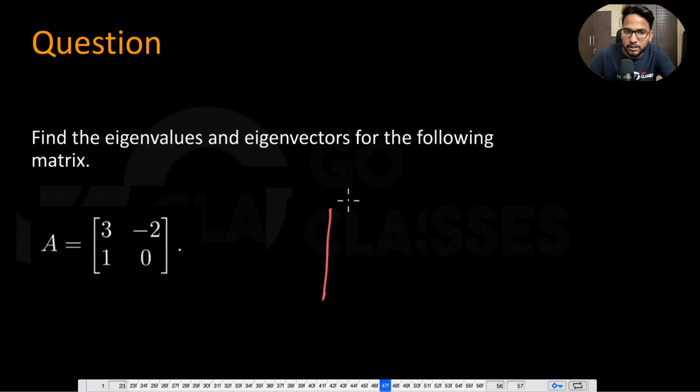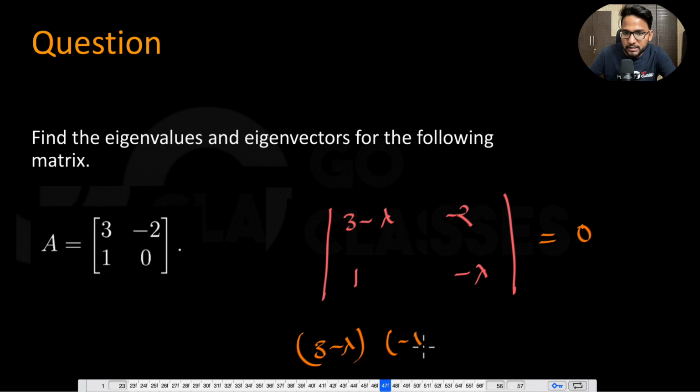find the eigenvalues. So this will be 3 minus lambda, this is minus 2, this is 1, then this is 0 minus lambda, which is minus lambda only, right? Okay, so the determinant has to be 0. Then this will be (3 minus lambda) into (minus lambda), and then minus of minus 2, which means plus 2, right, equal to 0. So from here you can calculate the eigenvalue.